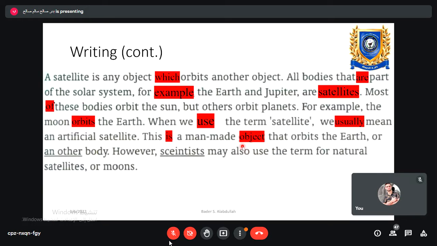A man-made object that orbits the Earth or another body. Or other. Space between two words. It's just one word, not two. So it's another, not an other. It's another body. Okay. However, scientists may also use the term for natural satellites or moons.